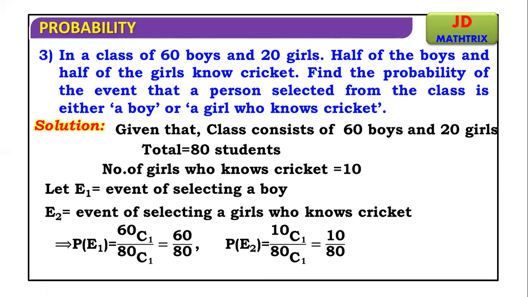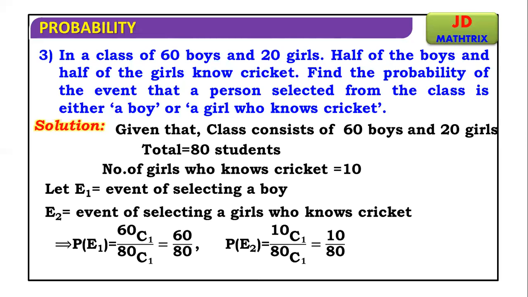That means E1 is the event of getting a boy, E2 is the event of getting a girl who knows cricket. Then E1 intersection E2 is a boy and a girl who knows cricket. When we are selecting one person, is it possible it is a boy and a girl who knows cricket? It is never possible, because we can get either a boy or a girl, but not both at a time in a single person. So that's why the events E1 and E2 are mutually exclusive.